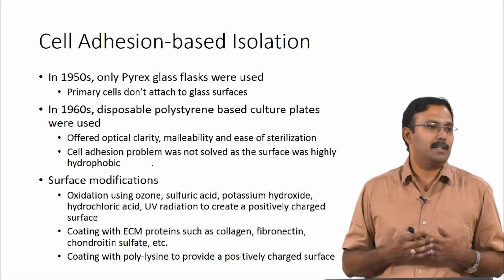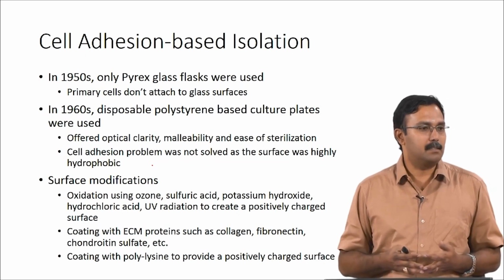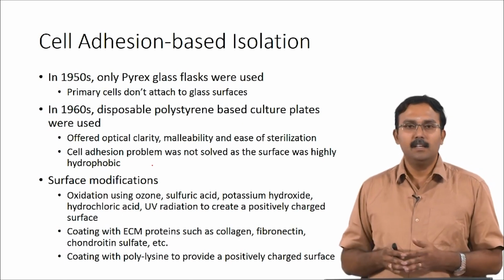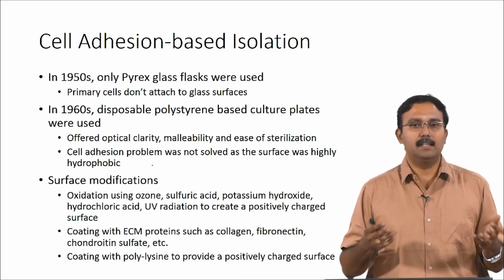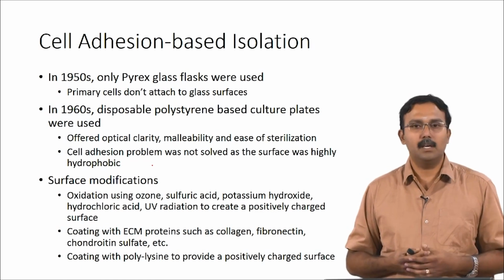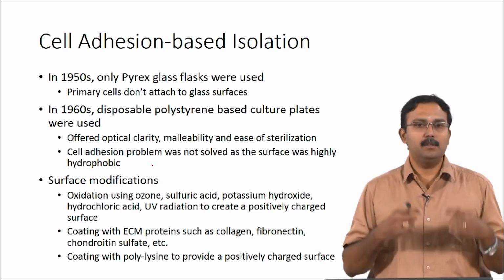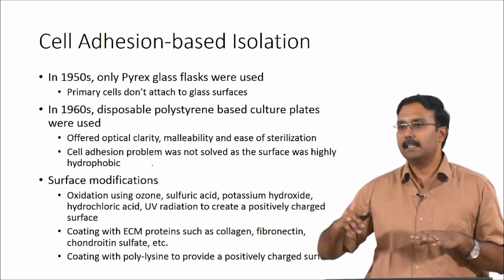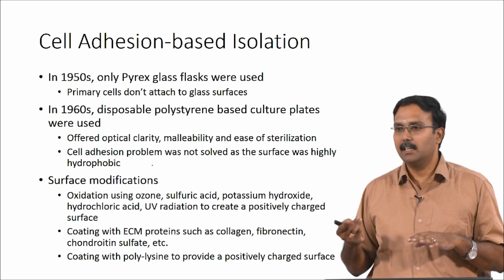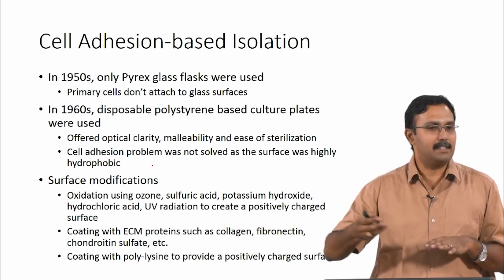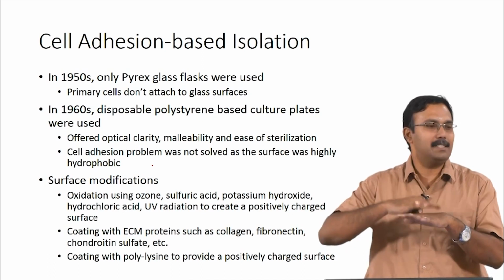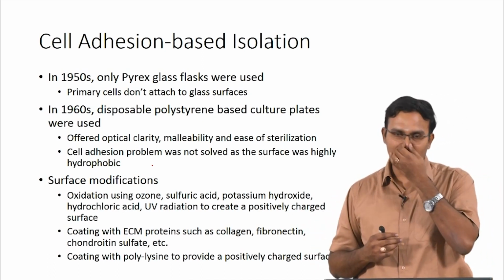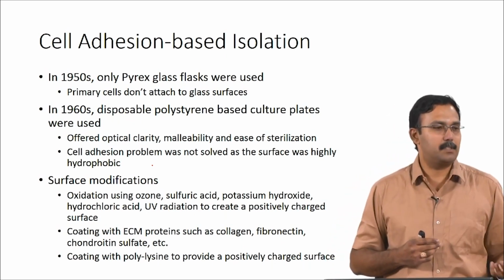So, then people started looking at surface modification of these cell culture plates, and the first thing which they tried was simple oxidation using ozone or sulfuric acid and potassium hydroxide, hydrochloric acid and so on. Due to this oxidation, what would happen is there is a positively charged surface, the cell surface is negatively charged, and proteins are negatively charged and so on. Because of this they will adhere, and once they start adhering they will start growing. So, that is what was tried out as the first surface modification.